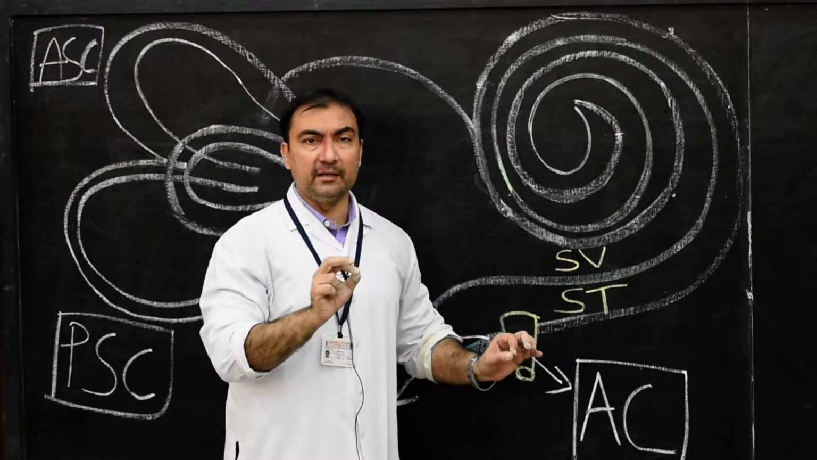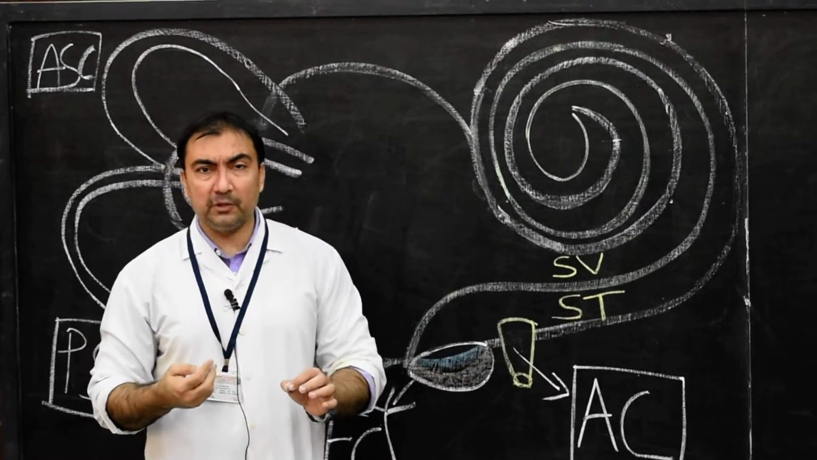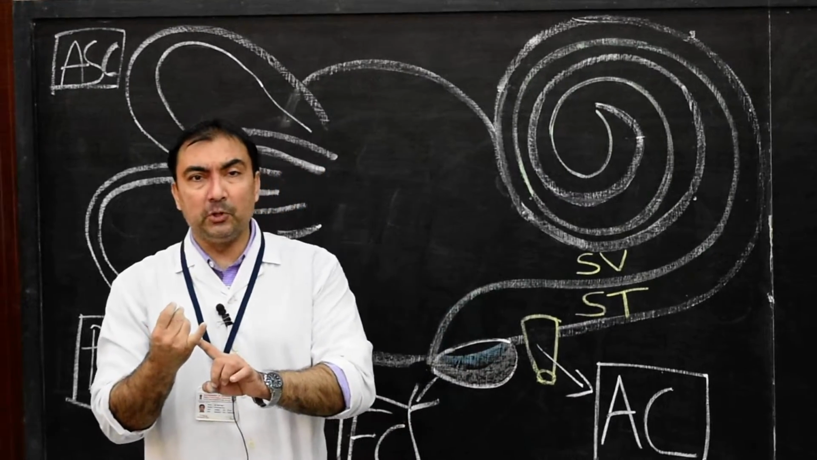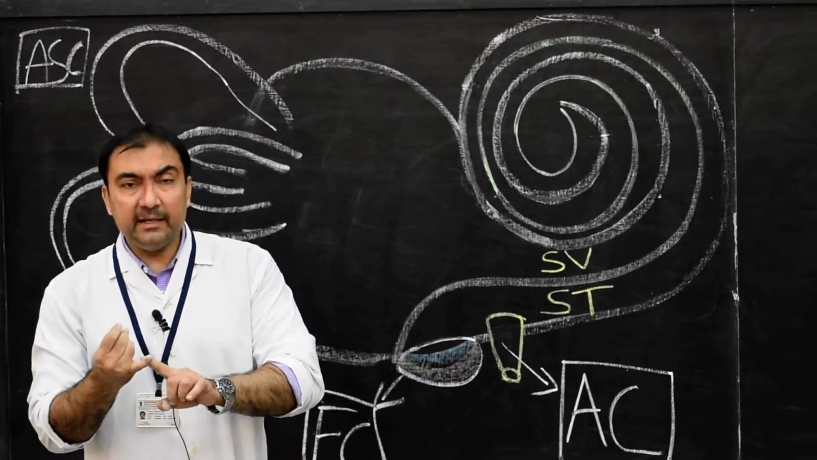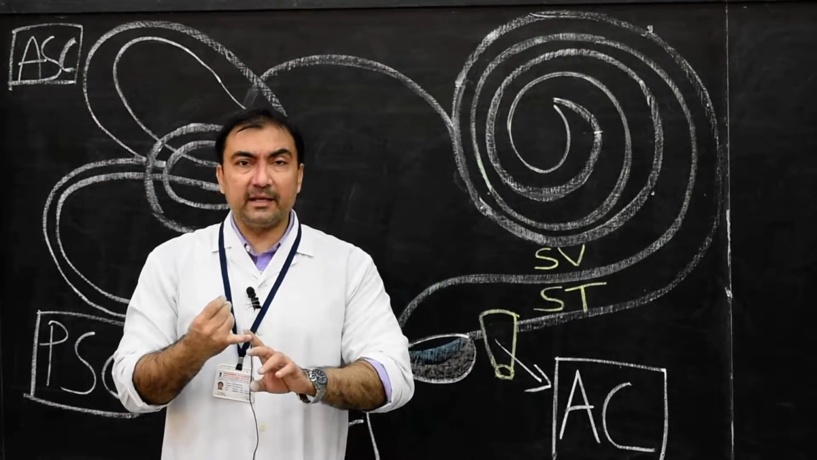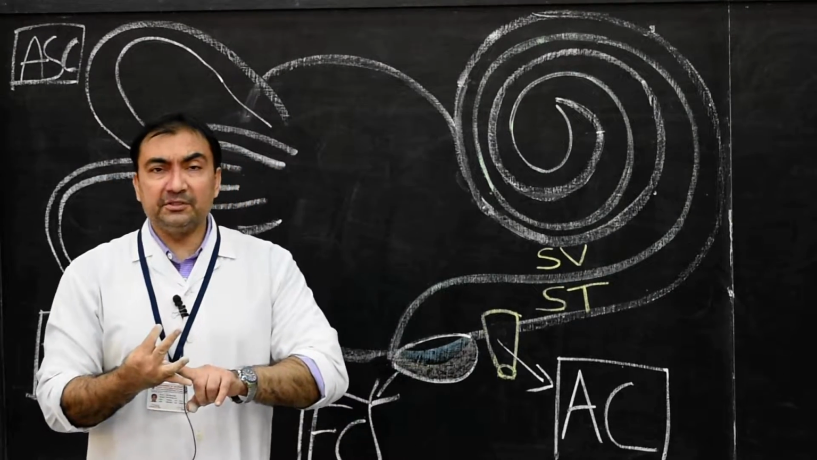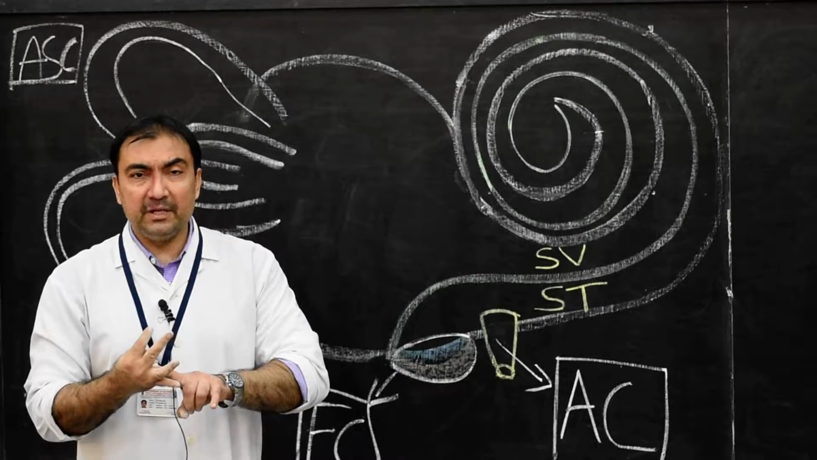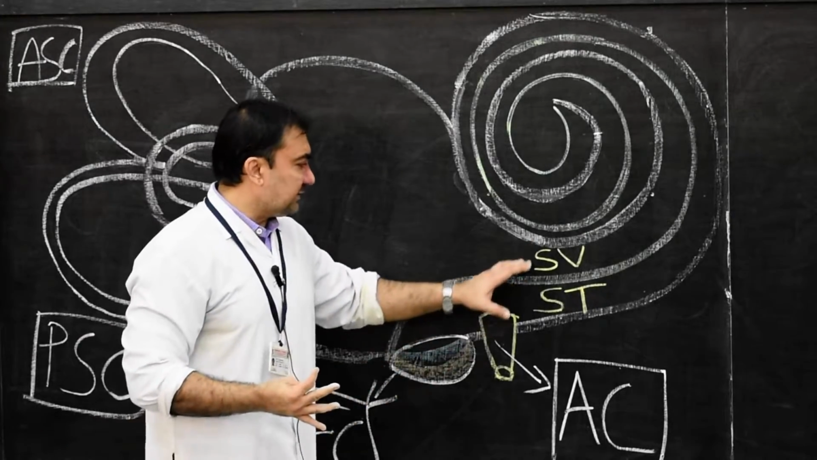Here we finish cochlea. Once again, a fast representation of cochlea. What are the important landmarks? Cupula, we started with cupula, then modiolus, then cochlear canal, then in the cochlear canal the osseous spiral lamina, which will divide it into scala vestibuli and scala tympani.